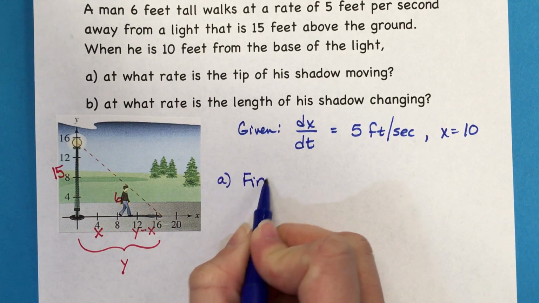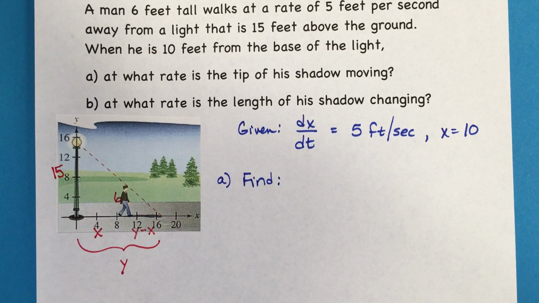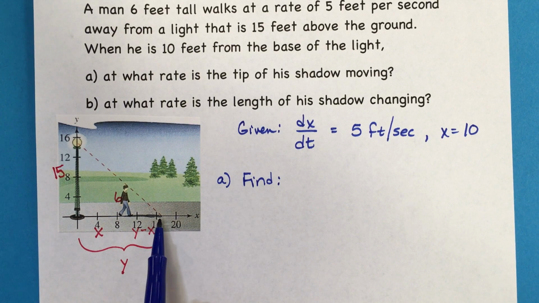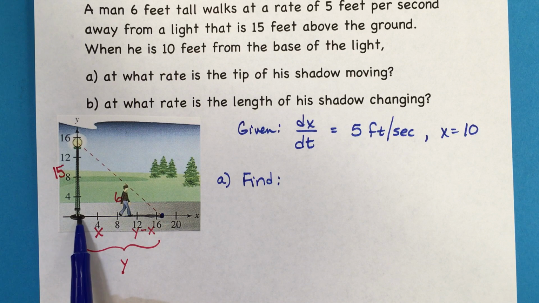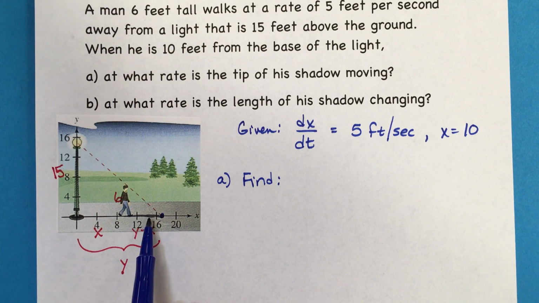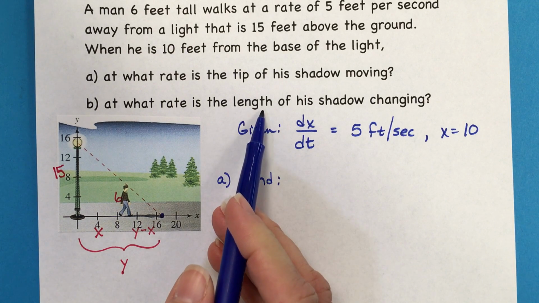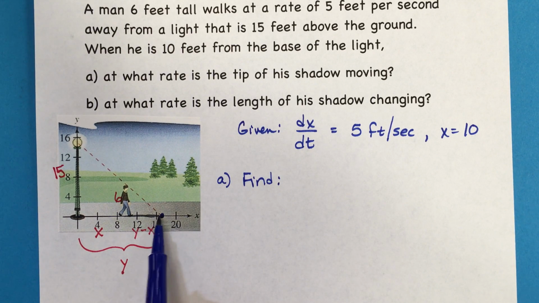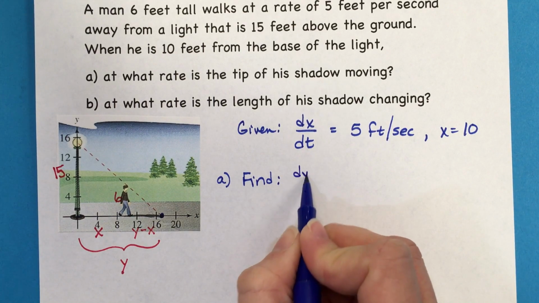Okay, in part A, let's talk about what we've got to find, because our find is different for part B. At what rate is the tip of his shadow moving? His shadow comes all the way out to here, the tip of it. So the rate at which the tip of the shadow is moving is about the whole distance from here to here. It's not asking for just the length of the shadow; that's going to be part B. So that's going to be dy/dt.